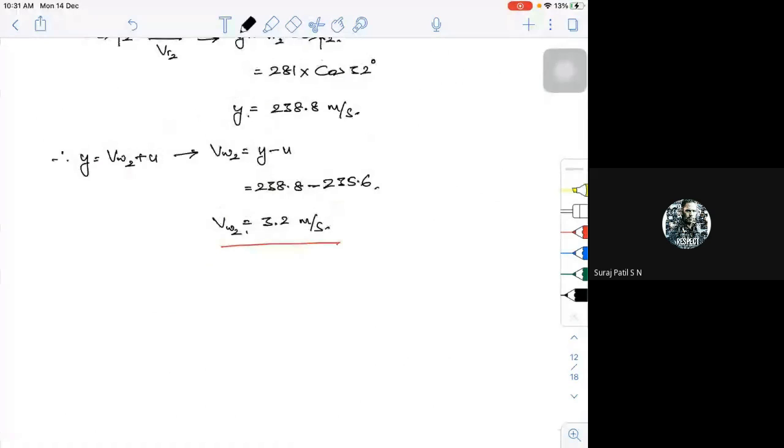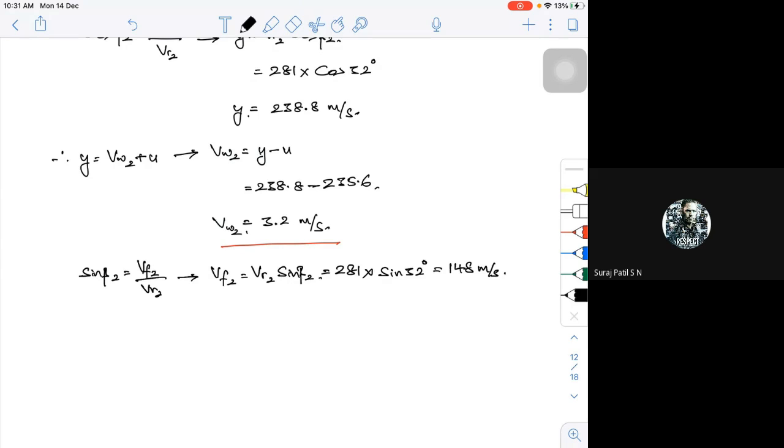For that, I am going to write from the exit velocity triangle, sin beta 2 is equal to VF2 divided by VR2, or I can write VF2 is equal to VR2 into sin beta 2, or it is 281 into sin of beta 2, which is 32 degrees. I am getting around 148 meters per second.